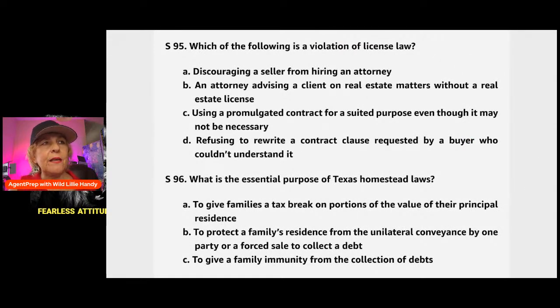Which of the following is a violation of license law? We're in Texas, right? License law. A, discouraging a seller from hiring an attorney. B, an attorney advising a client on real estate matters without a real estate license. C, using a promulgated contract for a suited purpose, even though it may not be necessary. Or D, refusing to rewrite a contract clause requested by a buyer who couldn't understand it. Which one is a violation of license law?